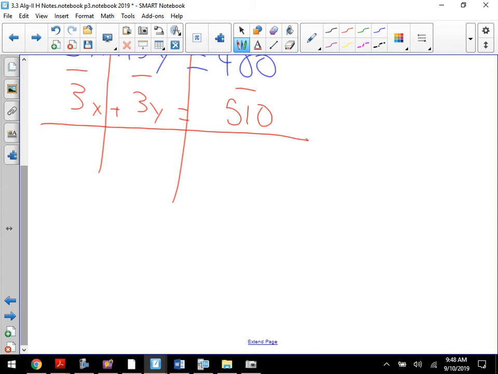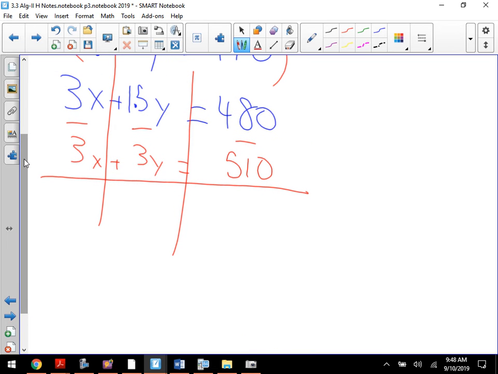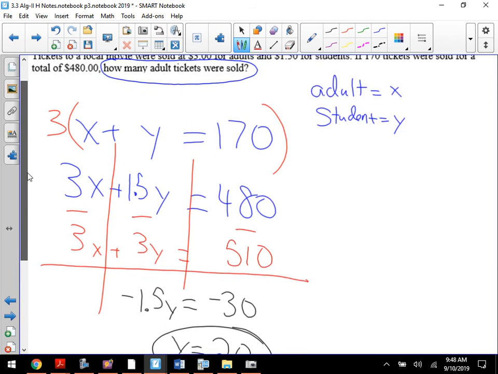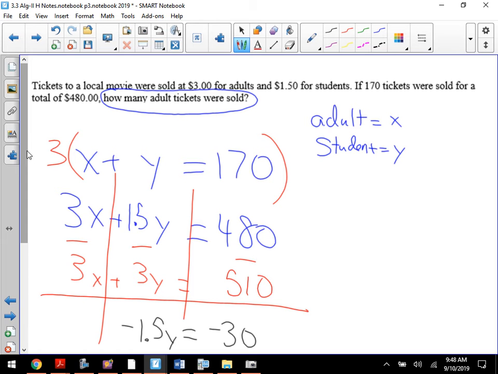So we get through that. We get, what was that? $1.50 subtract 3 gives you a negative $1.50. And then 480 subtract 510 gives you a negative 30. And then when you divide that out, I do believe you get 20. Sound right? Okay. Now, what does that 20 represent? Number of student tickets, correct? So if the number of student tickets was 20, how many adult tickets were there?